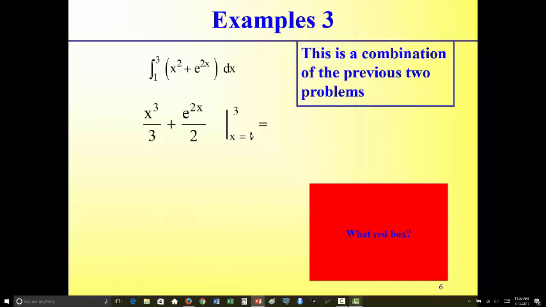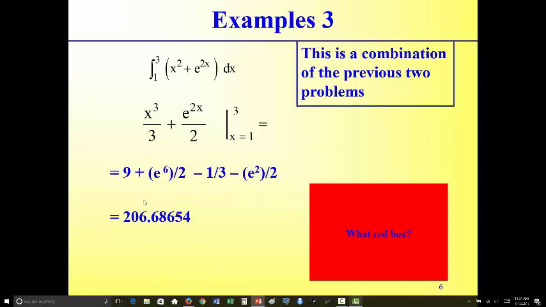So here's what I have to do. I have to plug in 3 into this, and then I have to subtract away 1 plugged into this. So be very careful and watch how I have it here. So 3 goes into this, I get 9. 3 goes into this, I get e to the 6 over 2. Minus 1 goes into this, I get 1/3. 1 goes into this, but then I'm minusing it, so I get minus e to the 2 over 2. And that, if you just plug into your calculator, will equal that number.